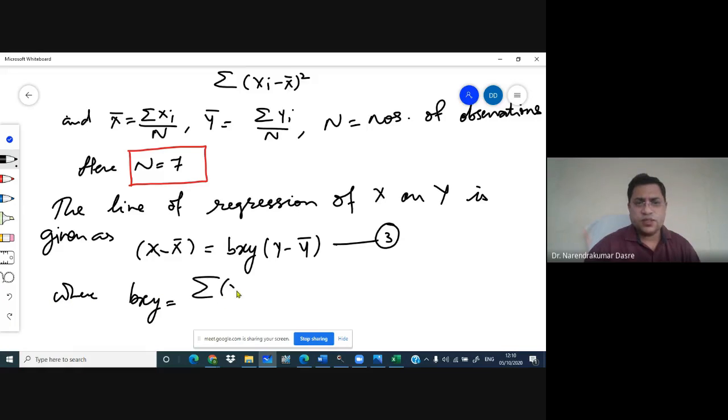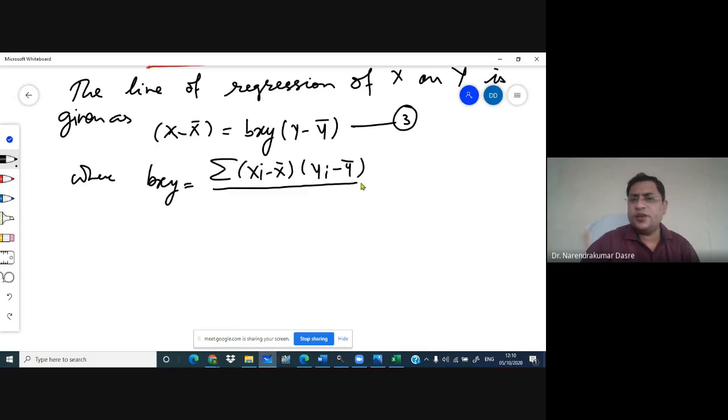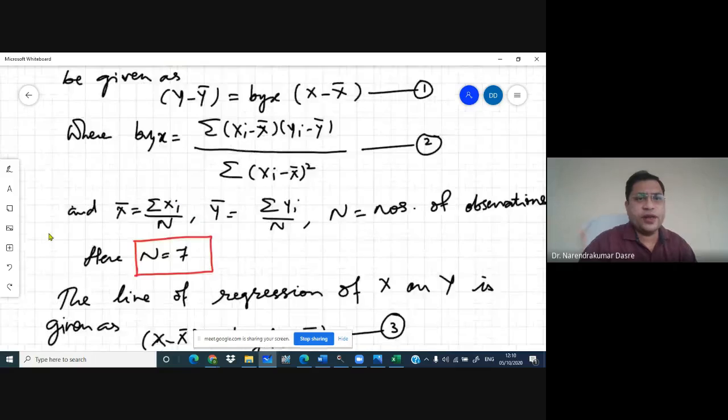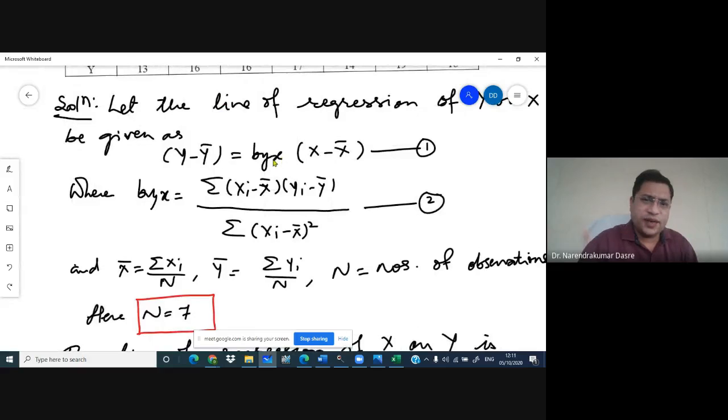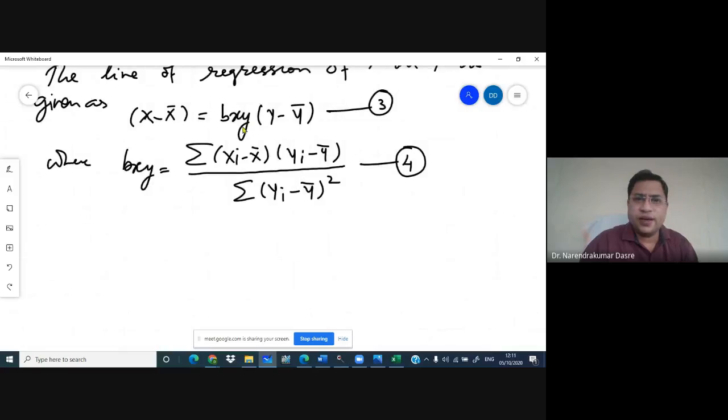Where bxy is equal to summation (xi minus x bar)(yi minus y bar) divided by summation (yi minus y bar) whole square. This numerator term is common, so the change is in the denominator. This is equation 4. Now you can see all that is required we have considered. We have the line of regression of y on x and its regression coefficient, then the line of regression of x on y and its regression coefficient. And now we have to consider the table.